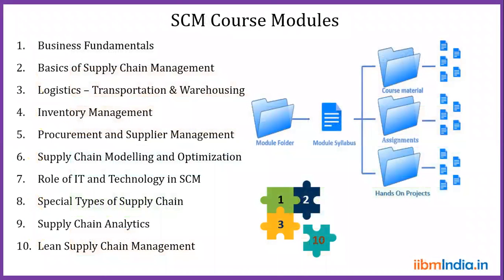Starting with the supply chain modules, the course is divided into 10 different modules. Namely, the first one is business fundamentals, then basics of supply chain management. Once we learn the basics of supply chain management, we will come to know what the different functions in supply chain are. And then each function will be taught in detail.